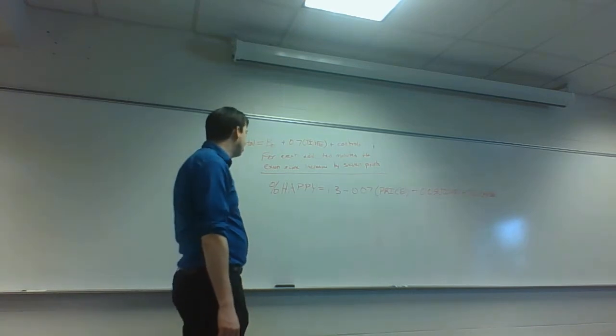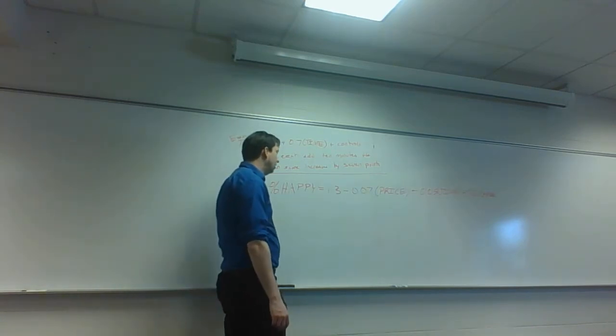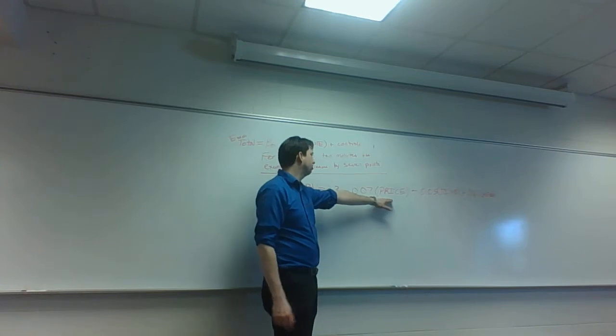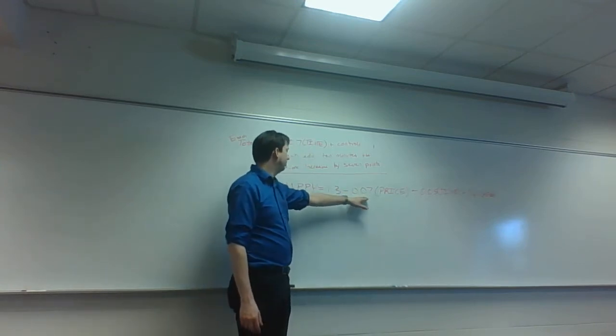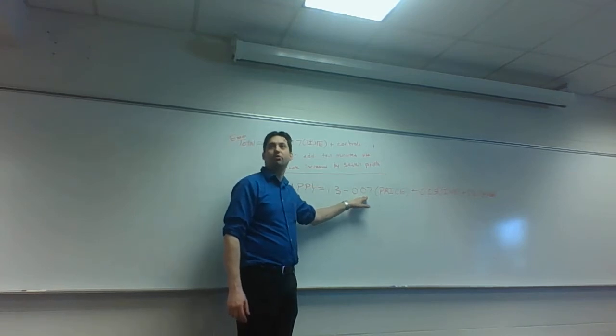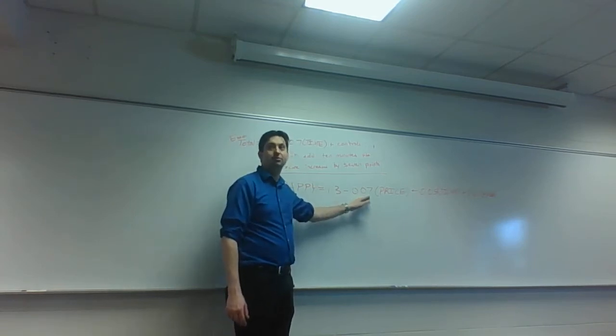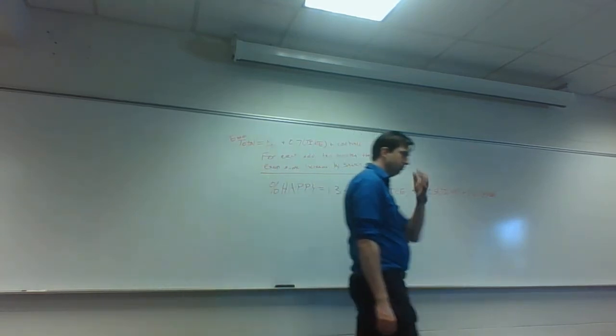And again, we would interpret this as percentage point increase or percentage point decrease. For every additional dollar, 7%, there's a 7 percentage point decrease in the percent of people who are happy with their pizza. Any questions? Let's go over to what's on the next one.